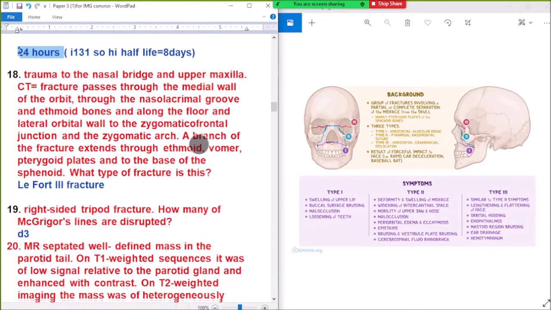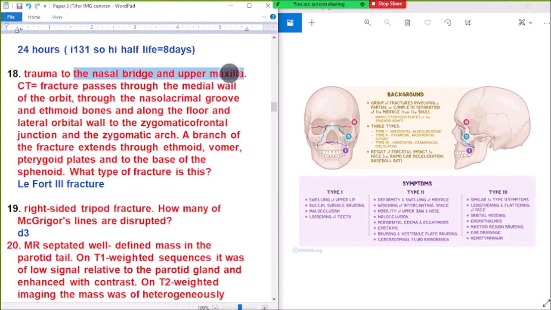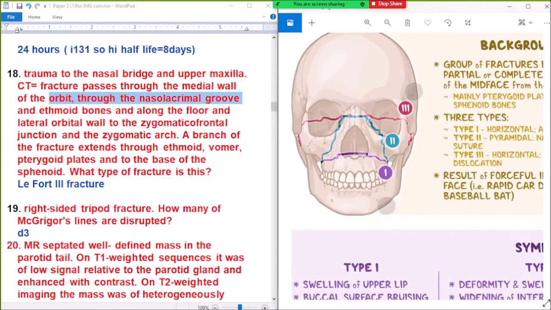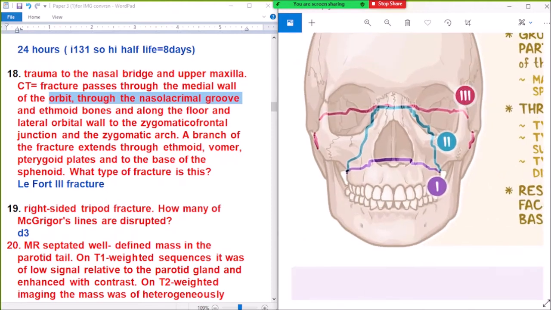Question 18. Trauma to the nasal bridge and upper maxilla. The fracture passes through the medial wall of the orbit through the nasolacrimal groove. It's describing the fracture.